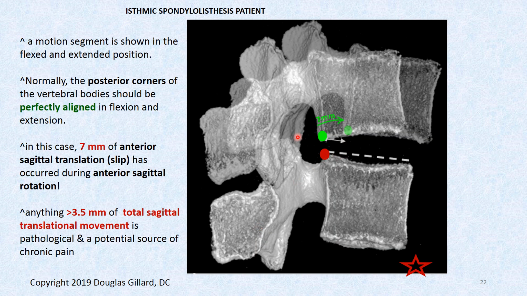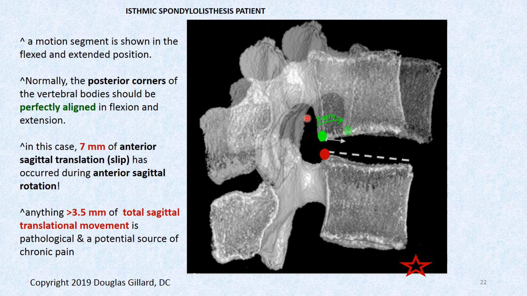All right, so here's the concept. If you take a motion segment, and here's kind of the ghost view where you started, and you flex that motion segment forward, normally these two dots in the posterior corners will stay in place. There'll be no anterior slide here.